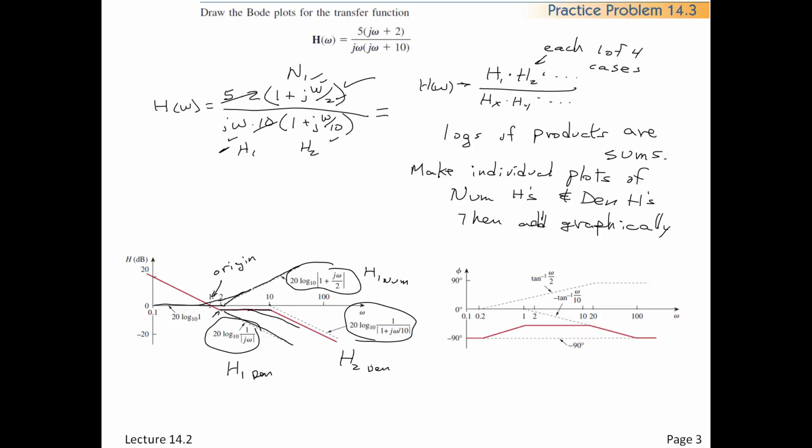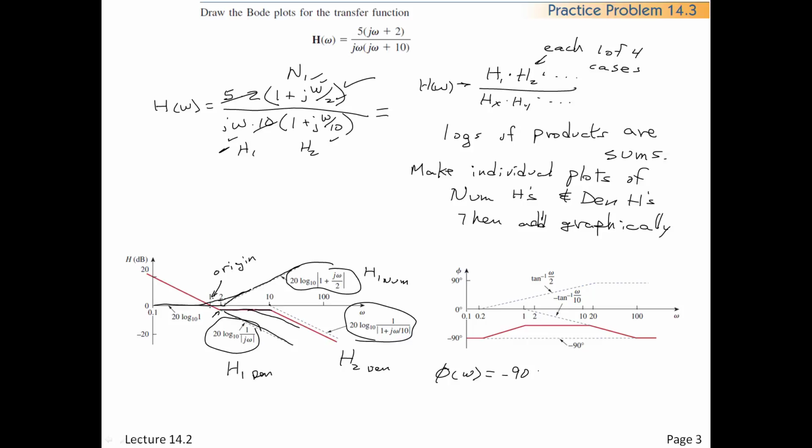Okay? The same thing can go on with the angle, right? We can look at how each of these terms affects the angle. So here's phi of w, right? And it is going to be, we have the fixed minus 90 from the pole in the denominator, right?